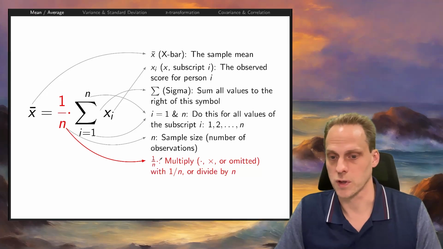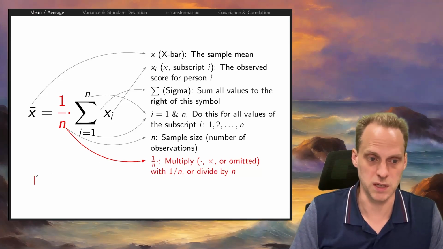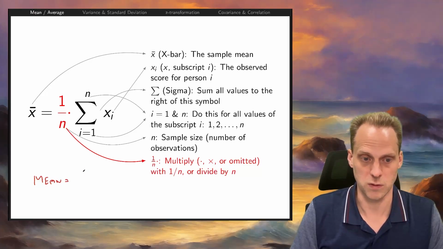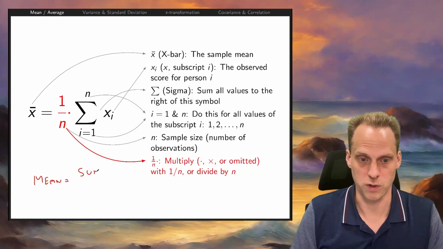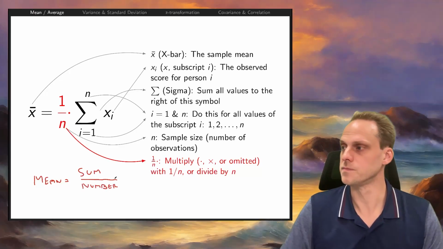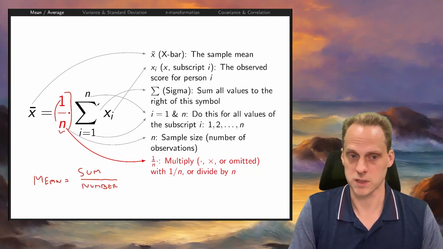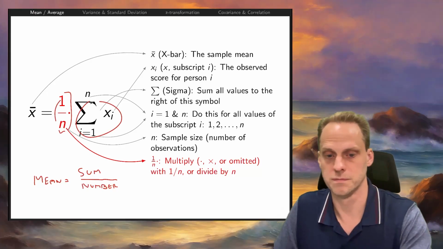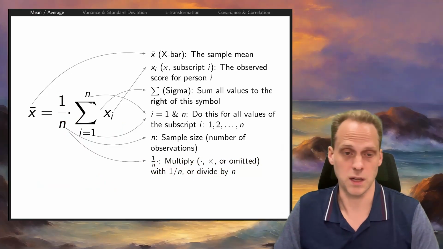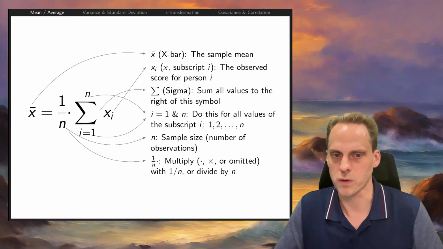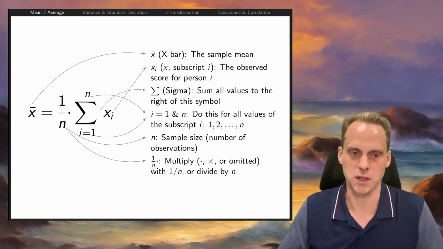So multiplying by 1 over n is the same as dividing by that number. Right, so what this literally says is the mean equals the sum of scores divided by the number of scores. That's what it says. 1 over n is dividing by the numbers, multiplying with this, and this is the sum. Right, and that's the first formula that we saw in this course. We're going to see a few more, of course, but this is the first formula that you saw.